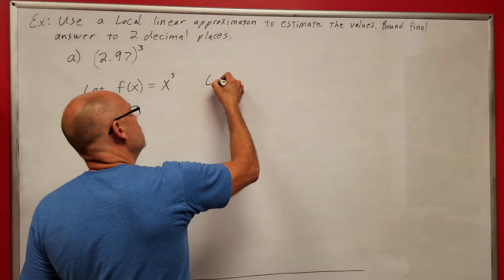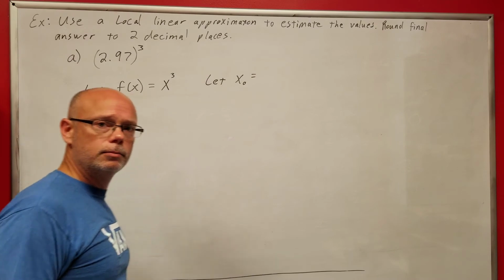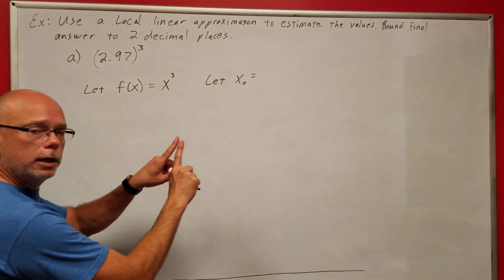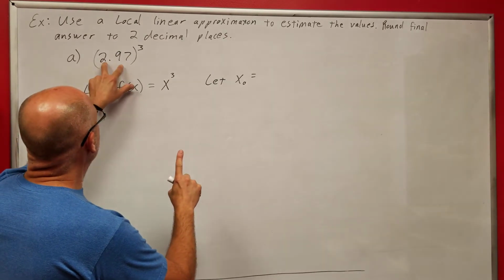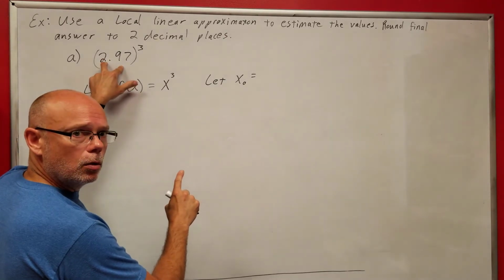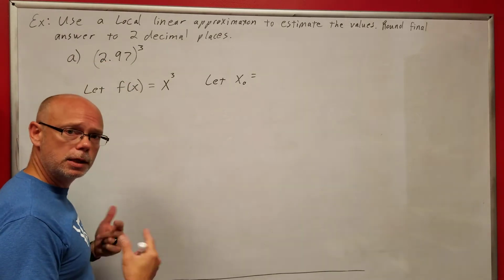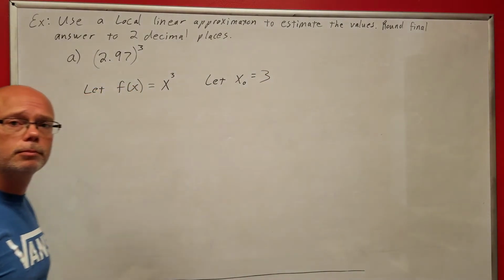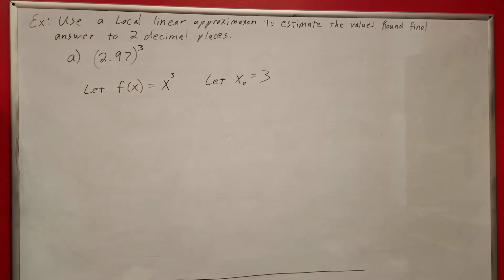And let's pick a value of x subscript 0, or x naught. What do we pick? We pick a value very, very close to x for x naught, right? The x value here is 2.97. What's a value very, very close to 2.97 that's easy to calculate with? How about 3? So we're going to let f of x be x cubed, and let x naught be 3.